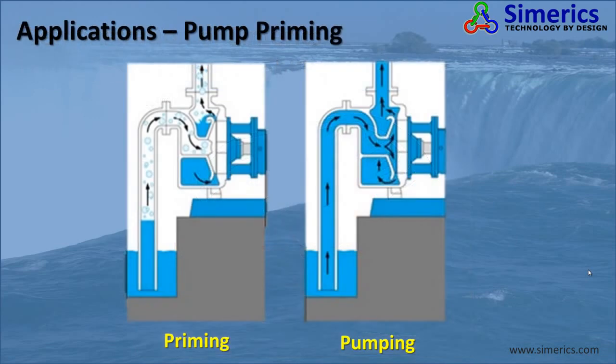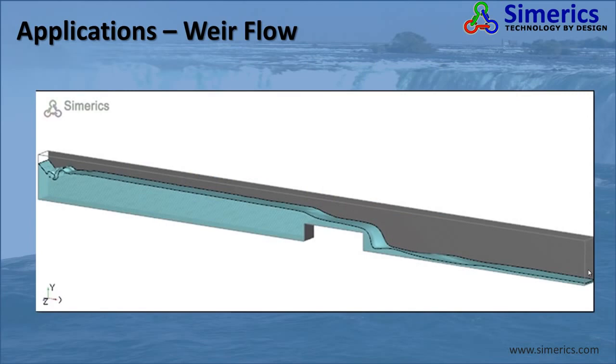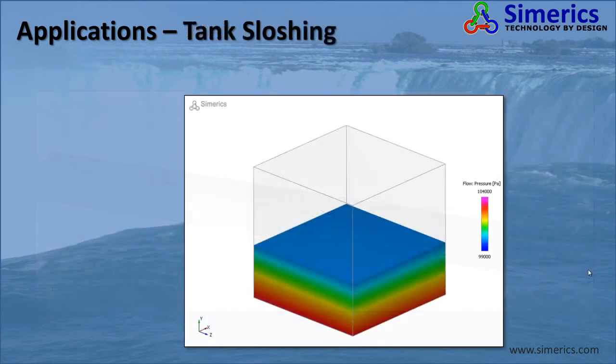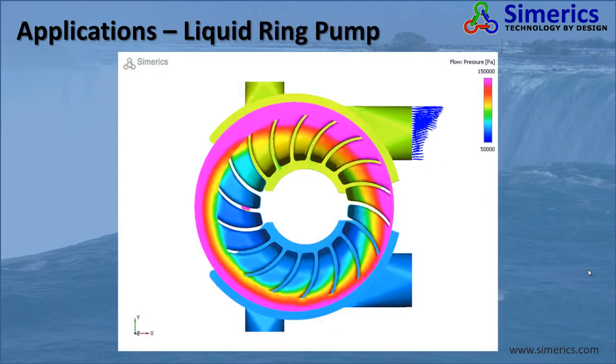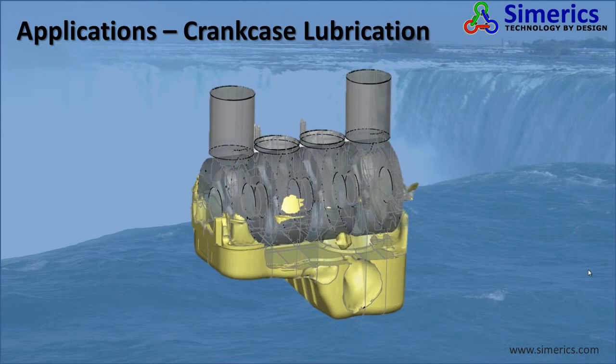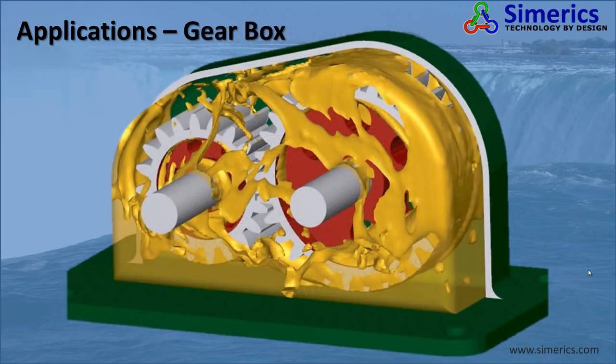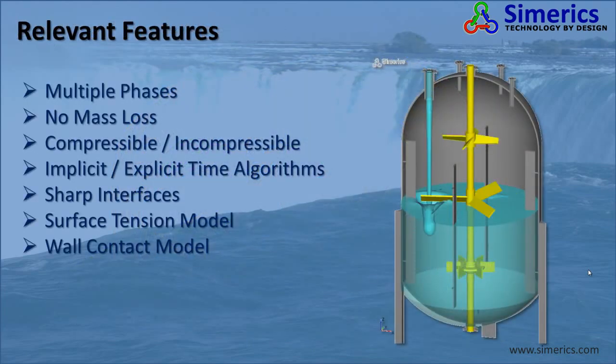Some typical applications are pump priming, flow over weirs, tank sloshing, liquid ring pumps, crankcase lubrication, and gearbox splashing. I'll briefly list the relevant features and then explain them in more detail.